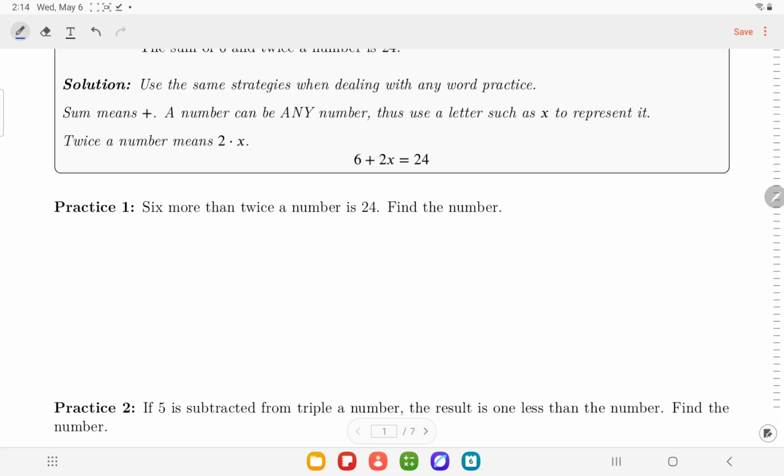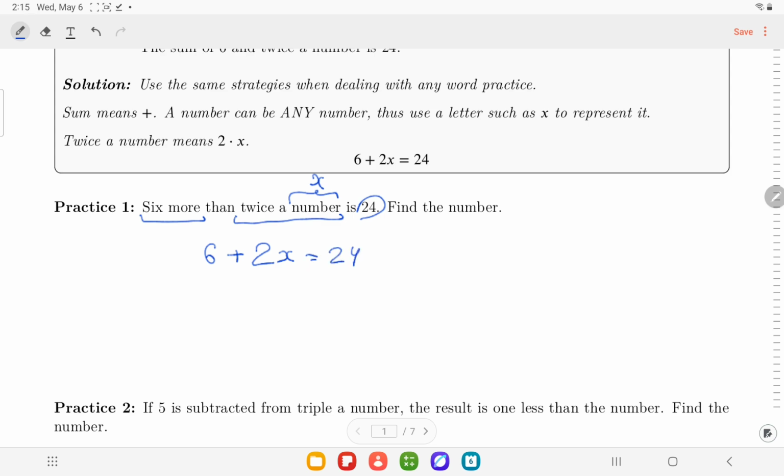Okay, so when you are looking at a word problem, I would recommend that you write down all of the information that is given to you. So in this first practice problem, we see that we have 6 more than some number. So we know that we are going to be adding 6 to something. And then we see that we're adding it to twice a number. So this number here is our unknown, so it's our x, and that's what we're trying to solve for. Since it says twice a number, we know that we're multiplying x by 2. And then it tells us that 6 plus 2x is 24.